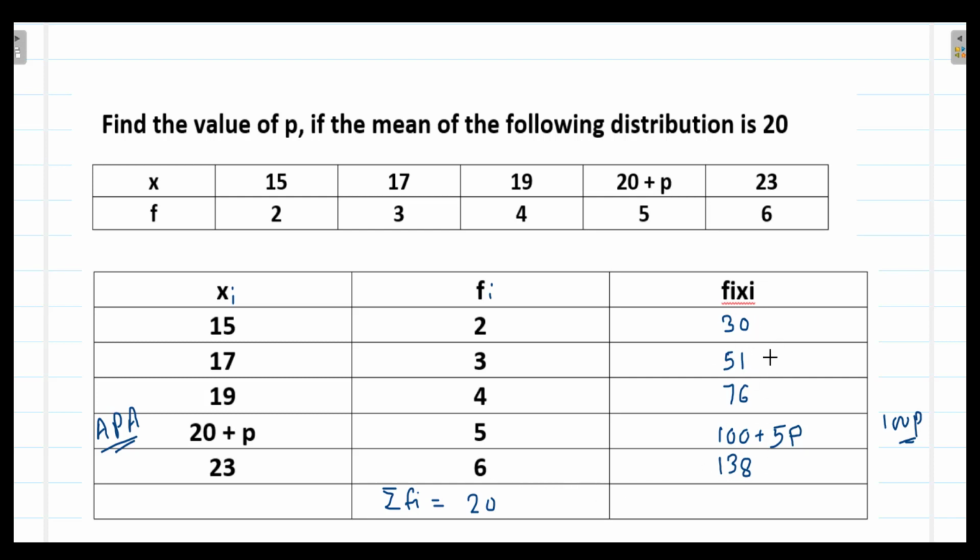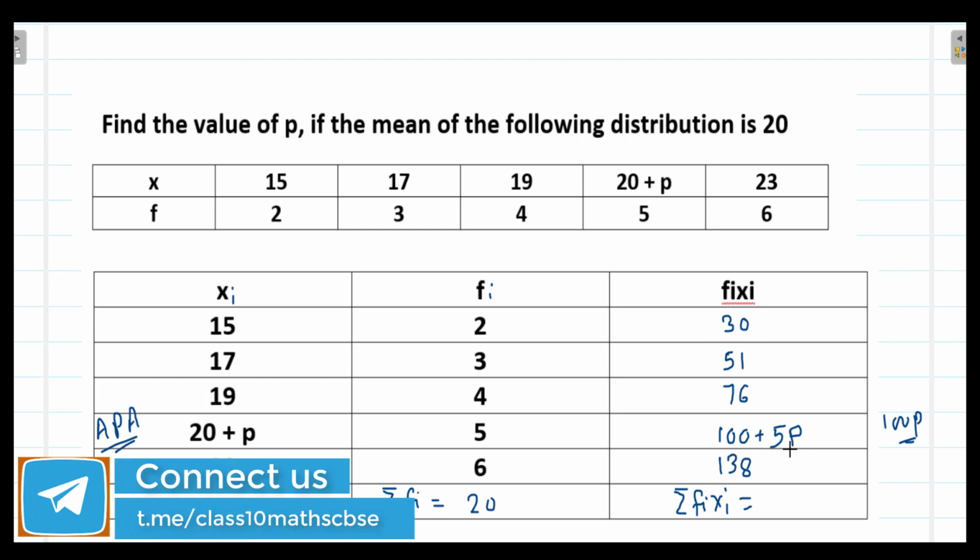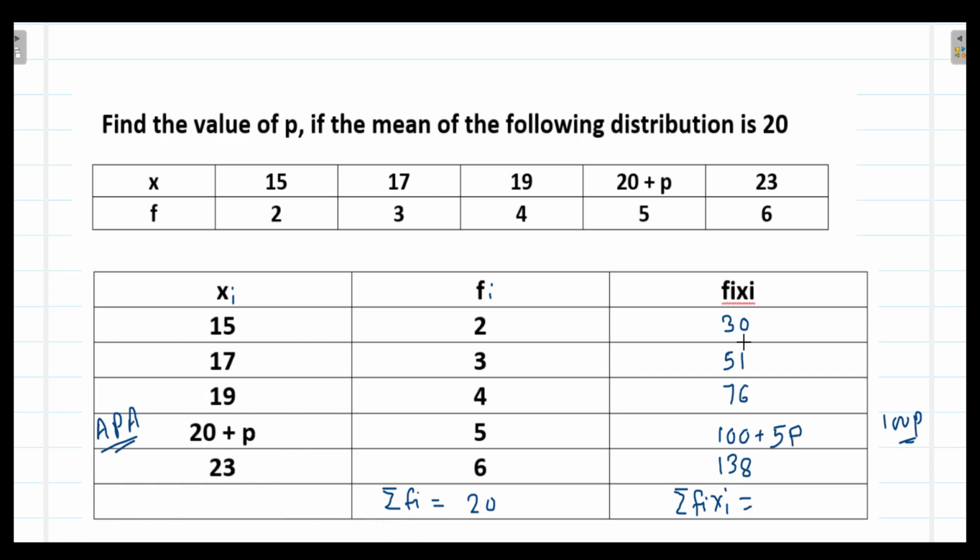Then take the sum of this fi xi and it is denoted as summation of fi xi. That is equal to, if you add this, be careful, first add all the numbers and keep plus 5p. Don't add 5p with these numbers because these two are unlike terms. We cannot add unlike terms. So here add all these numbers, and if you add all these numbers you will get 395, and plus keep it as 5p.